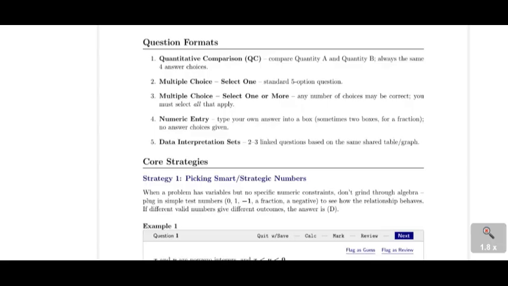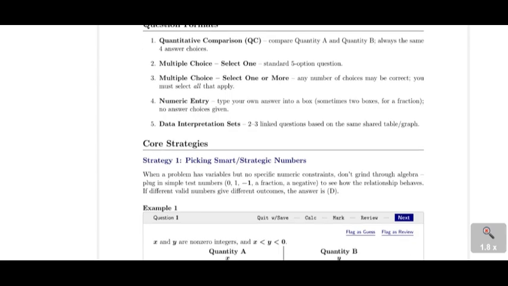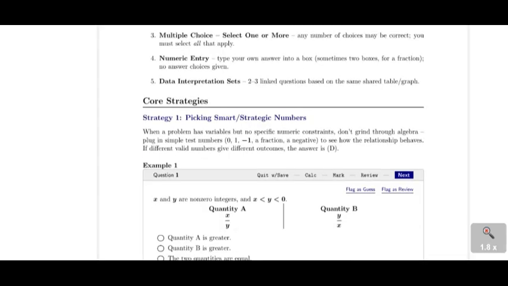All right. So let's begin with the strategies. The first one is what I call picking smart or strategic numbers. And here you need to be careful. When a problem has variables but no specific numeric constraint, don't grind through algebra. You don't want to do a lot of calculations. You just have to plug in simple numbers, or test simple numbers. This can be 0, 1, -1.